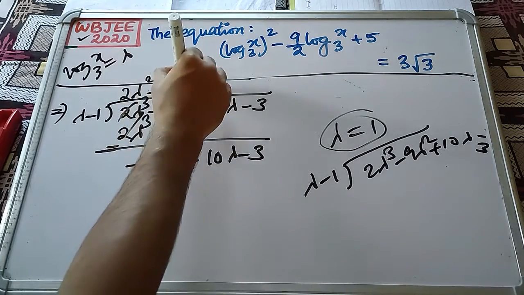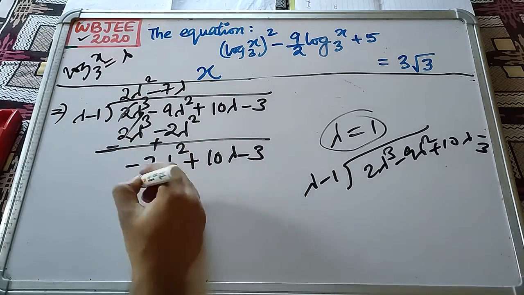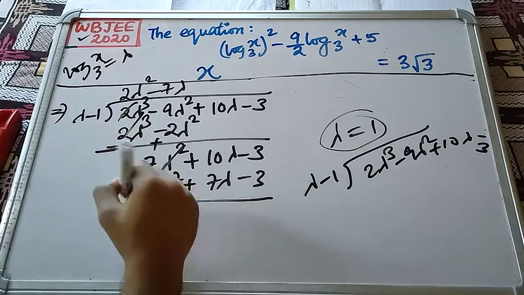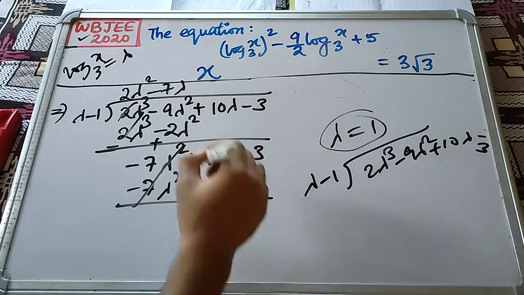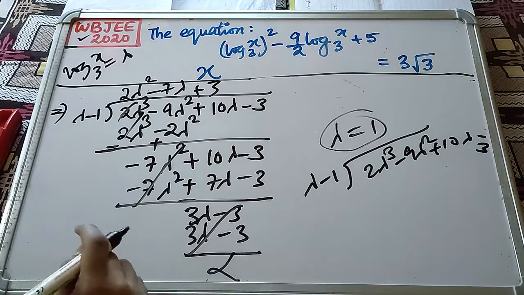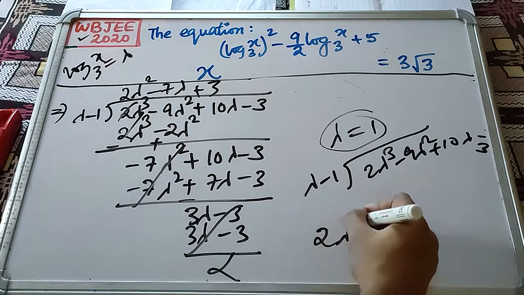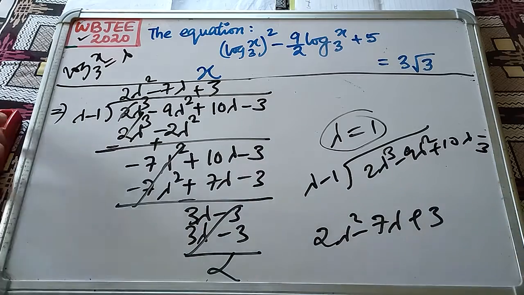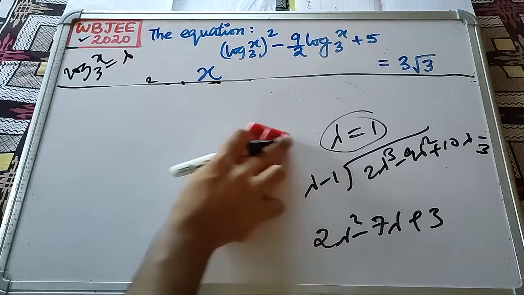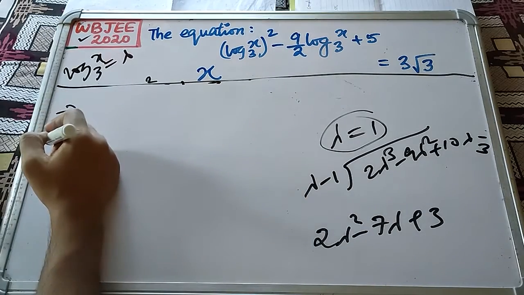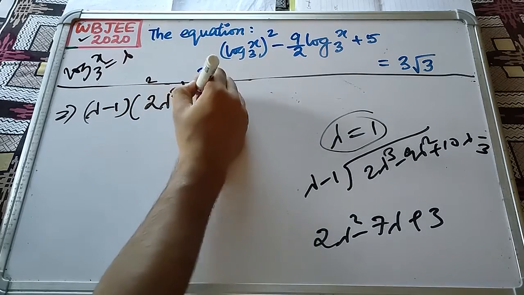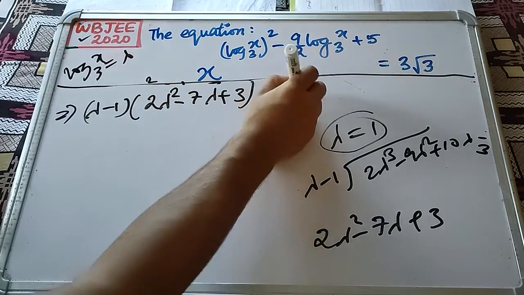So now what we do, minus 7 lambda, right? Minus 7 lambda square plus 7 lambda gets cancelled, minus 3 lambda minus 3 plus 3, 3 lambda minus 3 cancel. Therefore the remaining part is 2 lambda square minus 7 lambda plus 3. Therefore this is actually lambda minus 1 into 2 lambda square minus 7 lambda plus 3 equals 0.